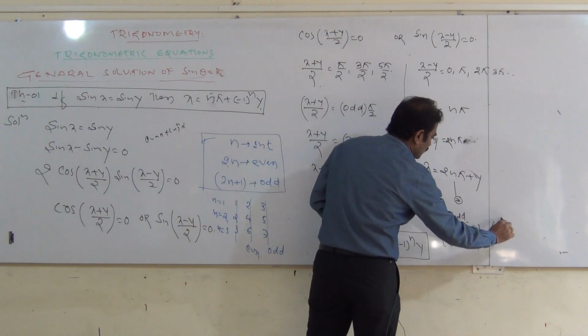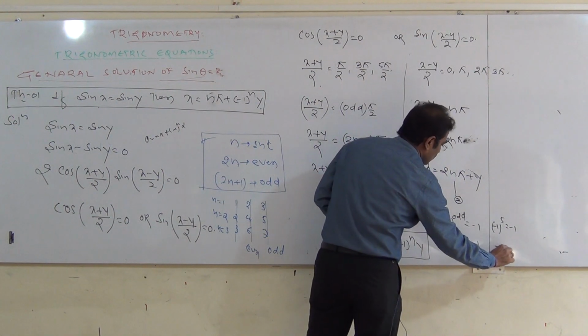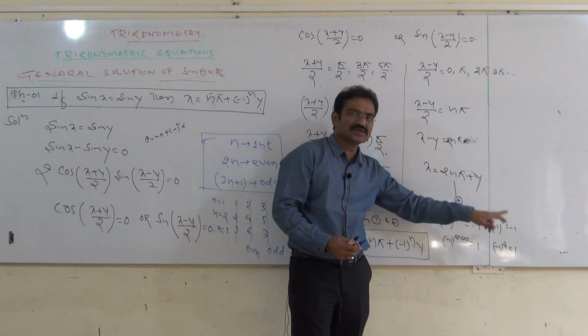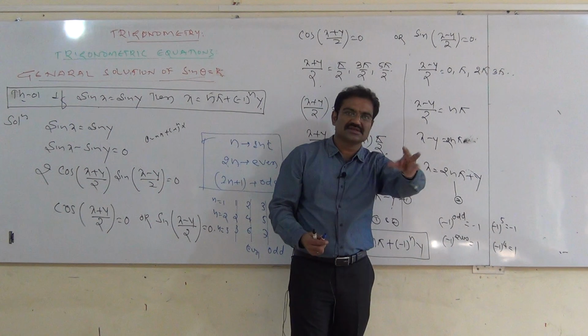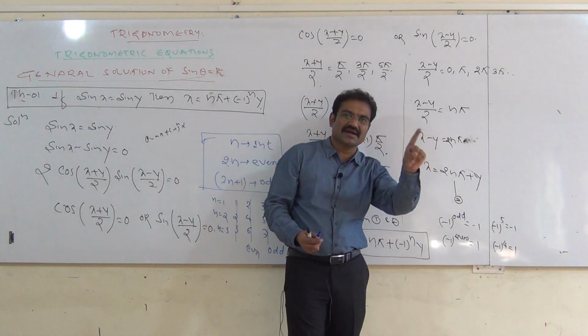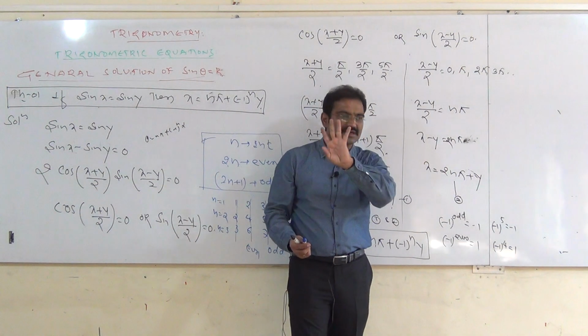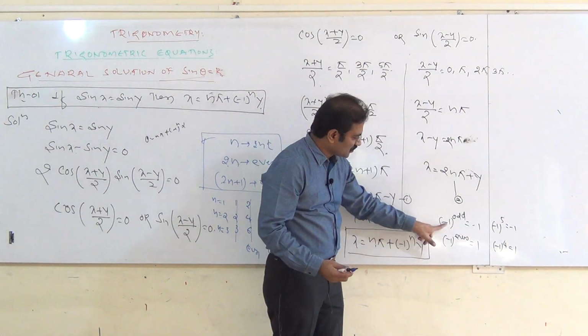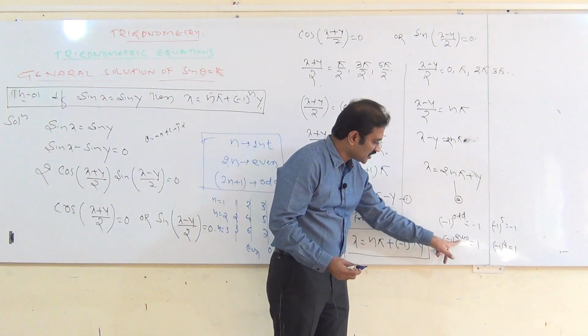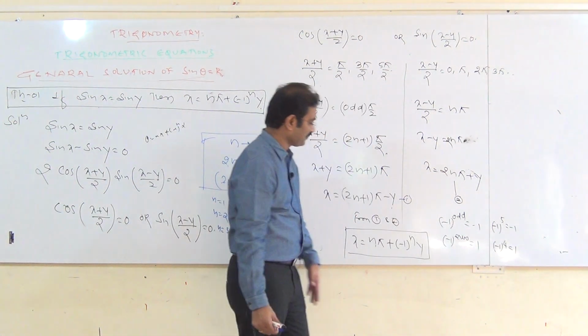Minus 1 raised to 5 is equal to how much? Minus 1. Minus 1 raised to 4 is equal to how much? Plus 1. Because minus 1 five times, automatically minus. Minus 1 raised to 4, minus 1 four times, automatically it becomes a plus. Minus 1 raised to an odd number is minus 1. Minus 1 raised to an even number is plus 1.